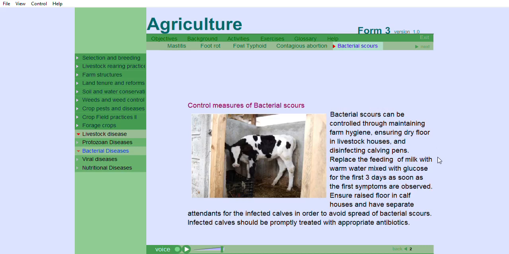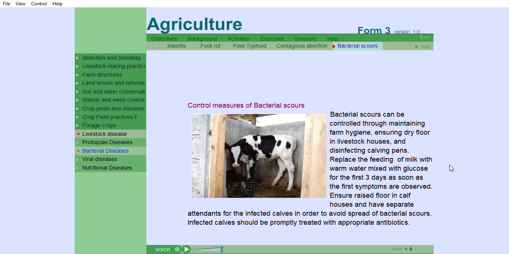Control measures of bacterial scours. Bacterial scours can be controlled through maintaining farm hygiene, ensuring dry floor in livestock houses, and disinfecting calving pens. Replace the feeding of milk with warm water mixed with glucose for the first 3 days as soon as the first symptoms are observed.